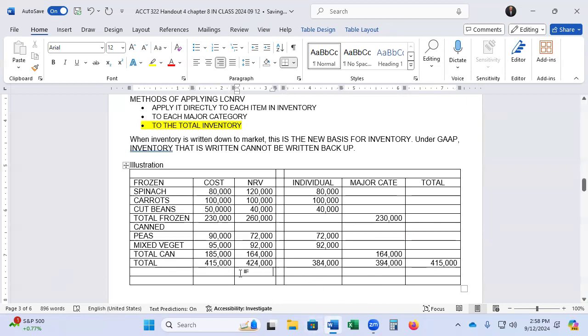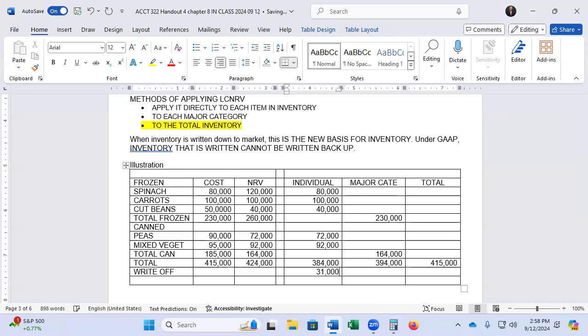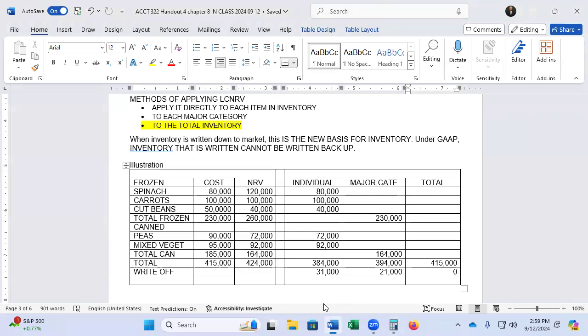So here, if we add another thing and say, how much would we have to write off? I think that's going to be 31,000. Here, 21,000. And here's 0. I'm going to check my math here. Okay, good. Pretty straightforward. Any questions?